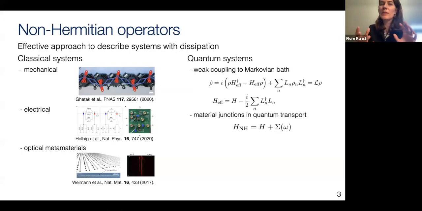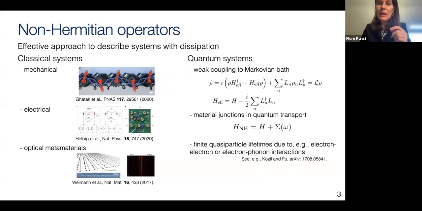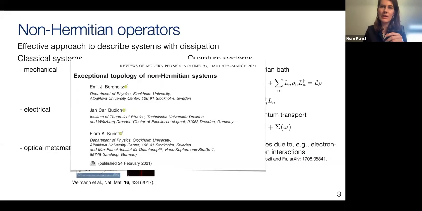Another place where you can see such non-Hermitian effective Hamiltonians would be material junctions in quantum transport. Here you get self-energy corrections from the leads, giving an anti-Hermitian self-energy. Similarly, if you look at finite quasi-particle lifetimes due to, for example, electron-electron interactions or electron-phonon interactions, you also get self-energy corrections to your single particle effective Hamiltonian, which render the Hamiltonian non-Hermitian. If you're interested in this field, I'd like to refer you to a review paper that we wrote on this topic about 2 years ago.